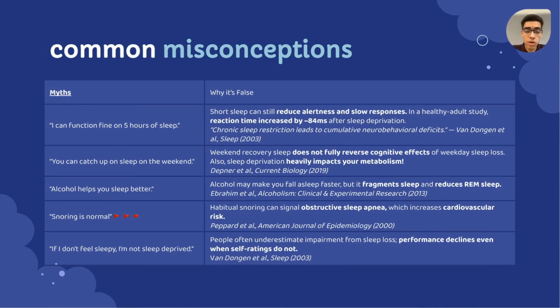As for alcohol, although it can make you sleep faster, it does fragment sleep and still has a disruption in REM sleep as well as circadian rhythm. Snoring is definitely not a normal symptom, and it can actually be a symptom of sleep apnea, which I strongly suggest consulting a doctor if you feel like you have these symptoms.